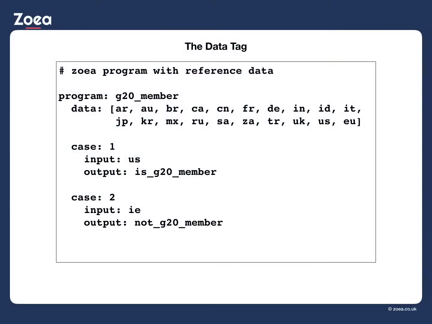Static reference data can be defined using the data tag. This saves having to provide the same data every time a program is run. When compiling the test cases, Zoea treats the data in much the same way as input and derived values, and it will use it where possible to produce new values and output.